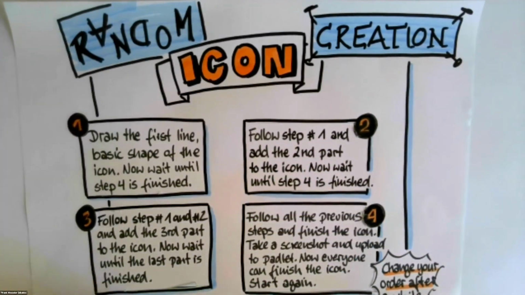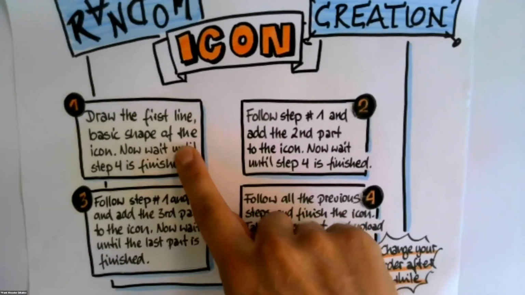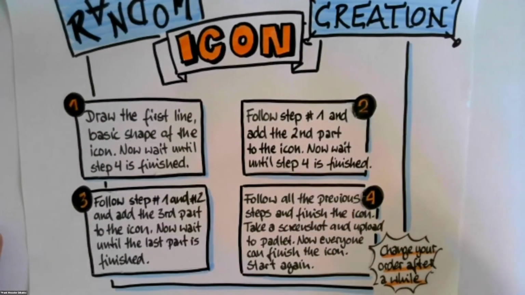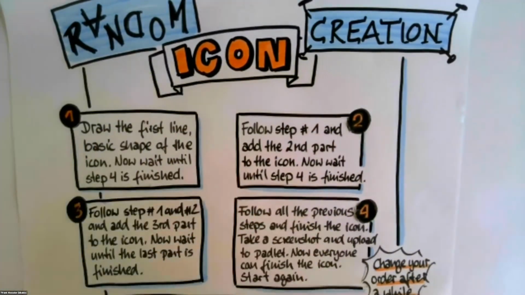Step 4, you finish the icon, and ideally you change the order after a while, because if you are part 1 and you only draw, it's an easy job for you, right? So you just draw the first bit. So maybe you iterate a little bit. What I will do, because ideally you're 4 people, so I will break up some of the breakout groups that only have 3 people. Okay, so bear with me. I hope that's okay with you. But with 4 people, it's just a little bit easier also afterwards for the storytelling.